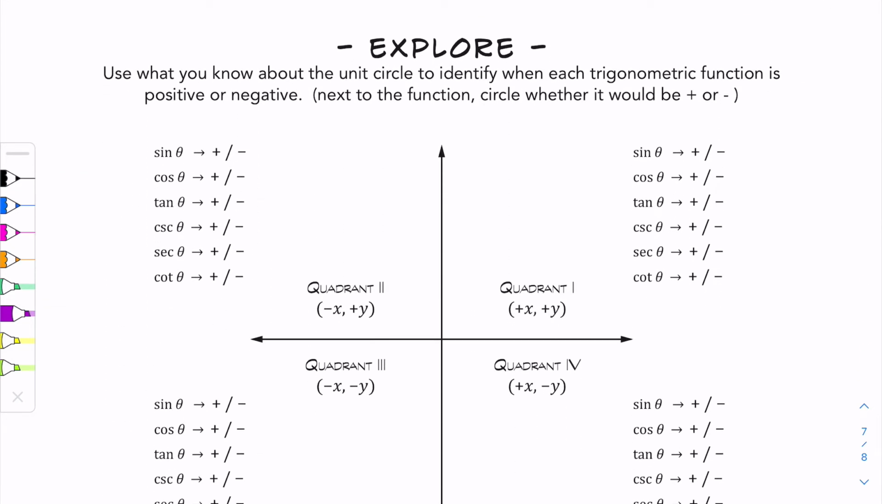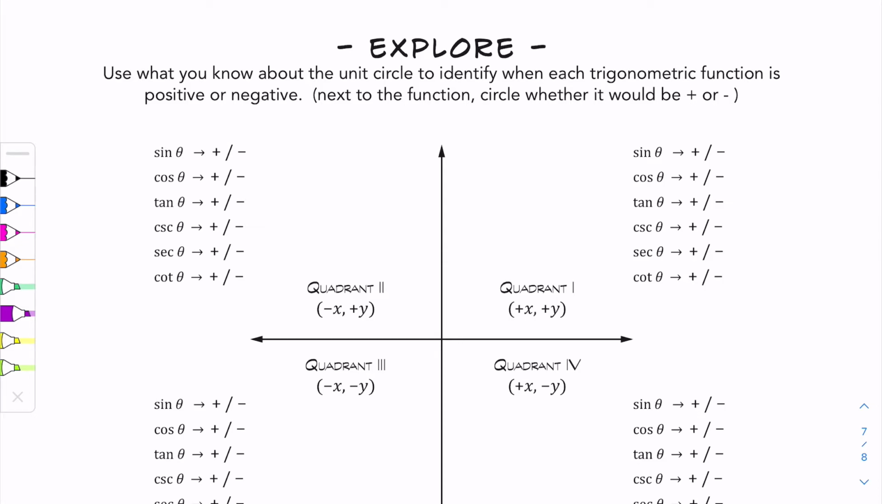Okay, this next section on a typical school year is something that I have students do by themselves, but we're just going to go over it on the video because it's kind of hard to work in groups. So the directions say to use what you know about the unit circle to identify when each trig function is positive or negative. So next to each function, circle whether it would be positive or negative. So what I would typically tell students to do is to pick a point in quadrant 1, quadrant 2, 3, and 4, and then test them to see what your values come out as.